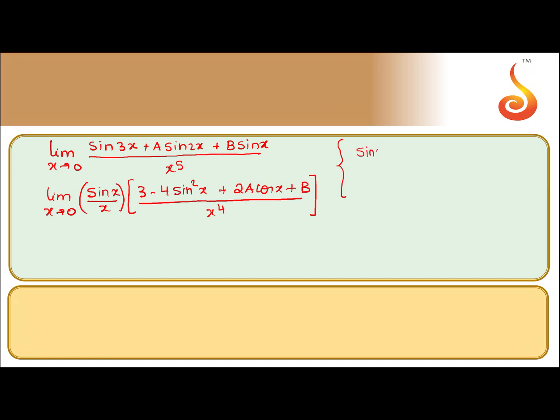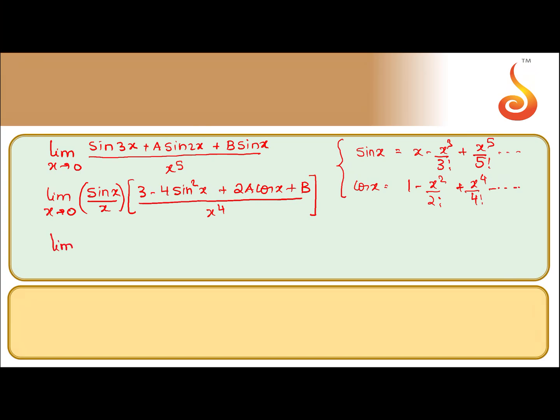What is the sin x expansion? Sin x expansion is x minus x cubed by 3 factorial plus x to the power 5 by 5 factorial and so on. Cos x expansion is 1 minus x square by 2 factorial plus x to the power 4 by 4 factorial and so on. It is far better than using the L'Hospital rule. So that will come later when we do the different problems.